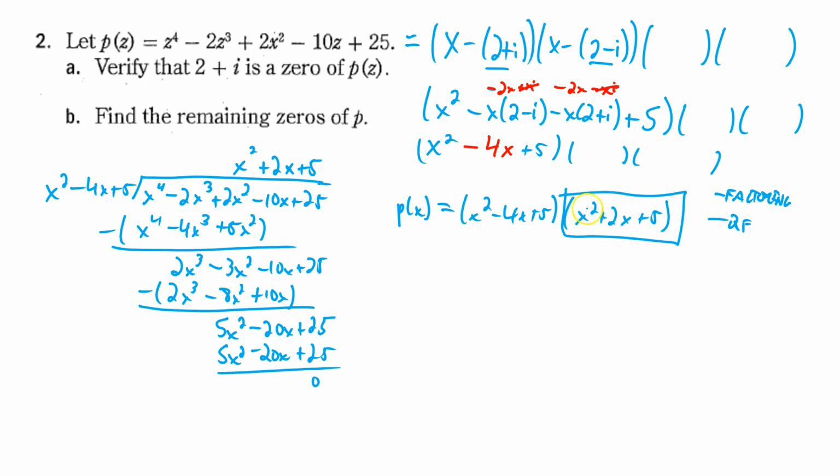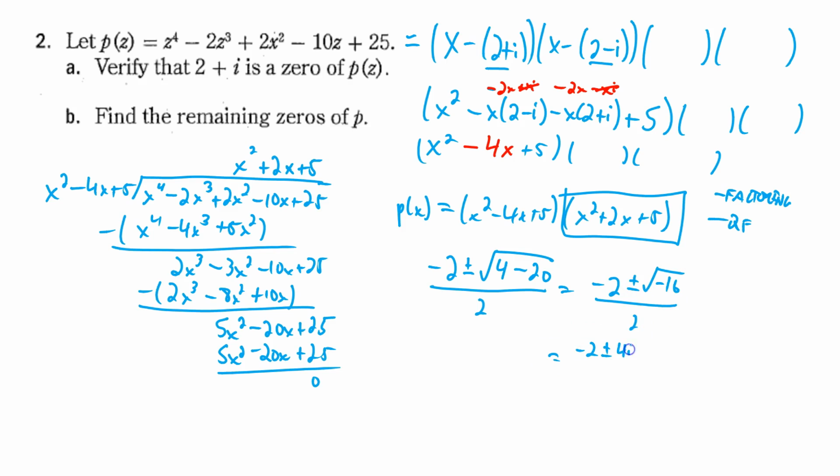So we have a, b, and c here, 1, 2, and 5. So I'll do negative b plus or minus the square root of b squared minus 4ac, which is 20, all over 2 times a, which is 2. So that gives me negative 2 plus or minus the square root of negative 16 over 2. That's negative 2 plus or minus 4i, all over 2. So that looks like negative 2, negative 1, because I'm dividing by 2 on both of these, plus or minus 2i.